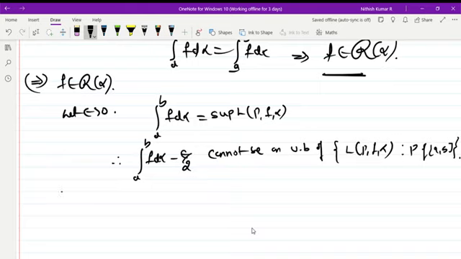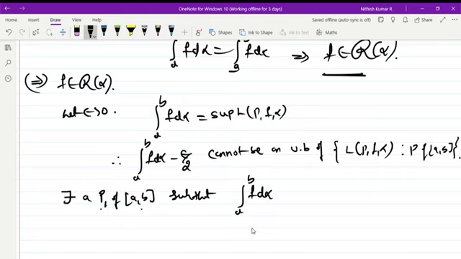That means there exists a partition P1 of the closed interval [a, b] such that it is not an upper bound. Not an upper bound means there is some element in this set which is greater than this element, and that element is L(P, f, alpha) for some partition. So there exists a partition P1 of [a, b] such that the integral from a to b of f d alpha minus epsilon by 2 is less than L(P1, f, alpha).